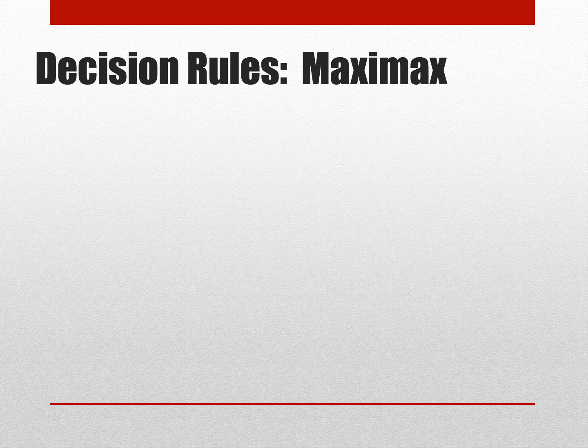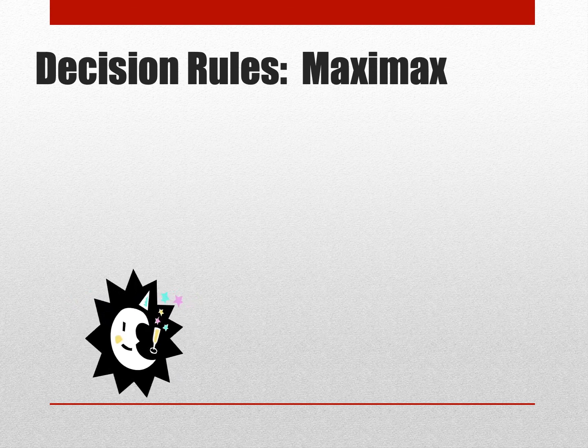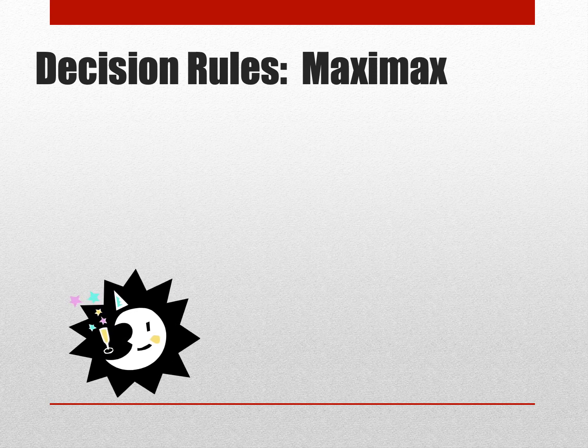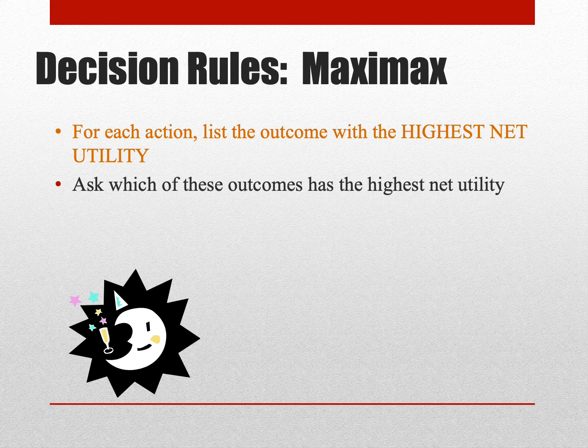So maxi-max is also known as the optimist rule. And honestly, this decision rule is pretty straightforward. First, we list each outcome with the highest net utility. But for this, we disregard subjective probability. Next, we ask which has the highest net utility. We then choose the option with the highest net utility.